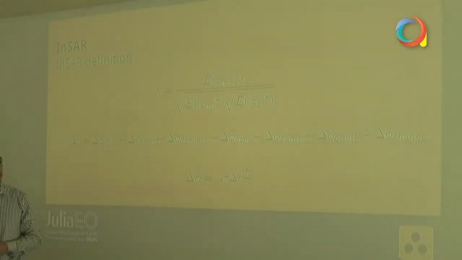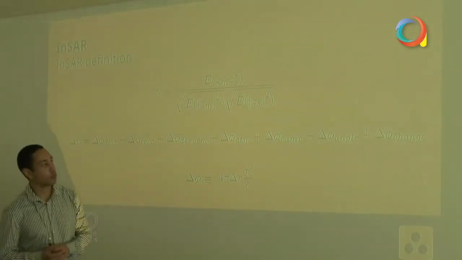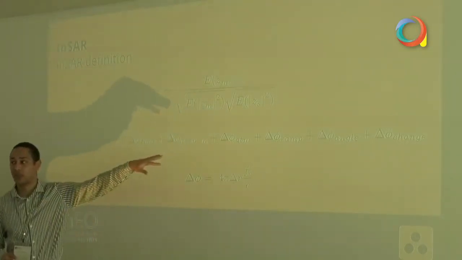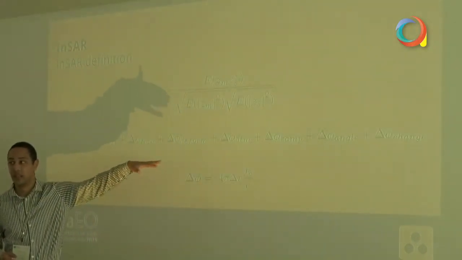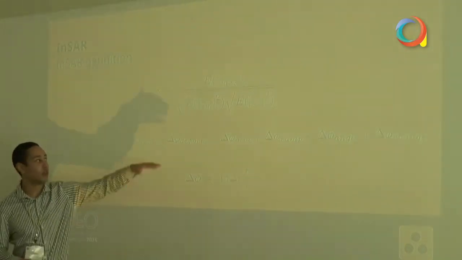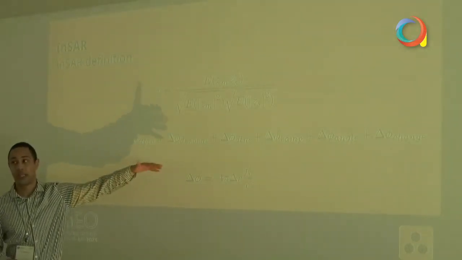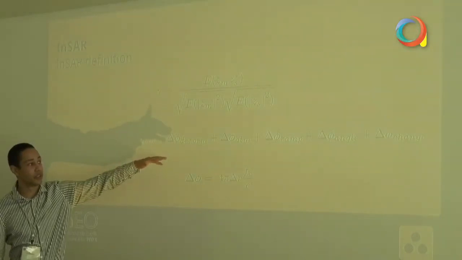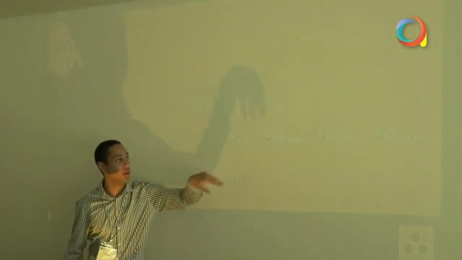Then we have the topography. It can be extracted if that's what you're after, but it can also be removed. Then you have a term due to the deformation, and that is what you're going after for many applications. But there are also others, like atmospheric changes, which can cause a signal because they change the speed of the radar pulse, which can cause a slight phase shift. And then you also have everything related to the surface changing.